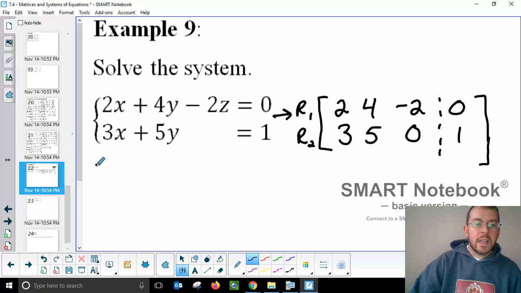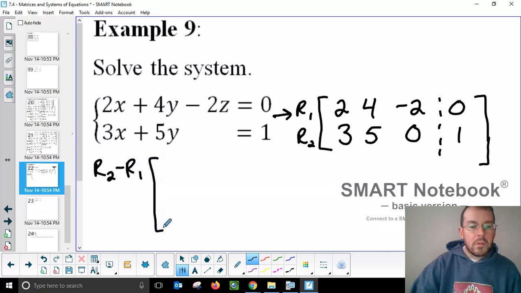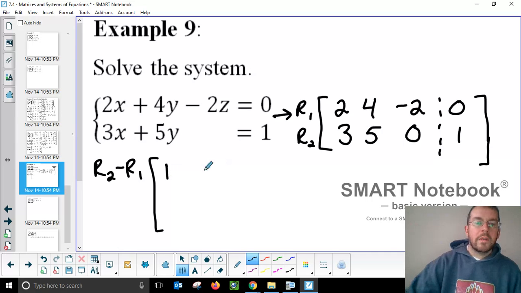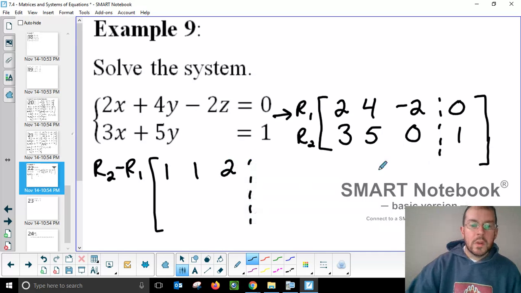So first, I can easily enough just say row 2 minus row 1. And when I do that, 3 minus 2 is 1. 5 minus 4 is 1. 0 minus negative 2 is 2. And 1 minus 0 is 1.